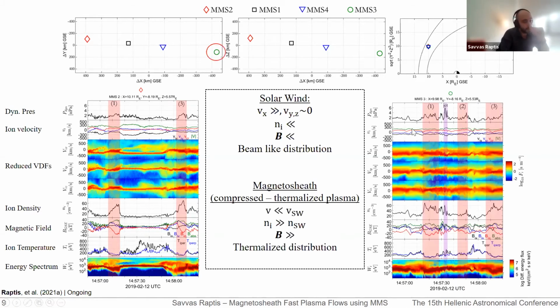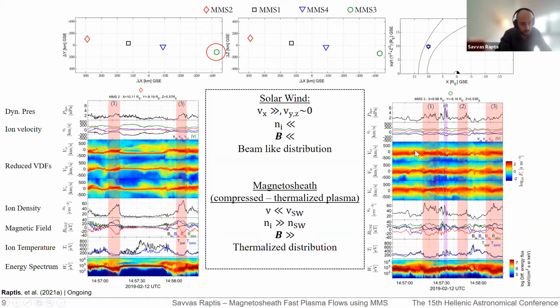Now, if we move to the satellite which is closest to the Earth, which is MMS3, we see a totally different picture. We see actually what we call a magnetosheath region. You can see that we have shocked plasma, or that we have transitioned through the bow shock, by the very different properties that we observe.